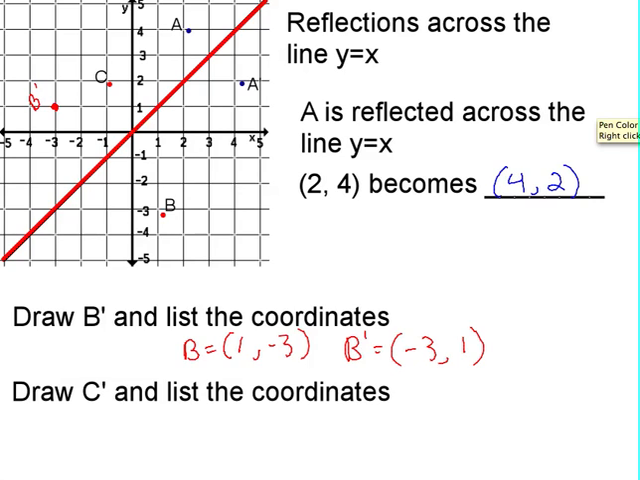Let's go ahead and do the same thing for C prime. If you want to pause it and try it, and then play it when you're ready to see the answer. Okay, so C is located at negative 1, 2, which means that C prime should be located at 2, negative 1. You just switch them. This is for y equals x. So let's plot that point. Positive 2, down 1. They look the same distance from that line.